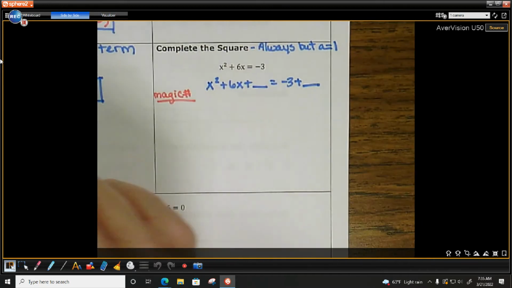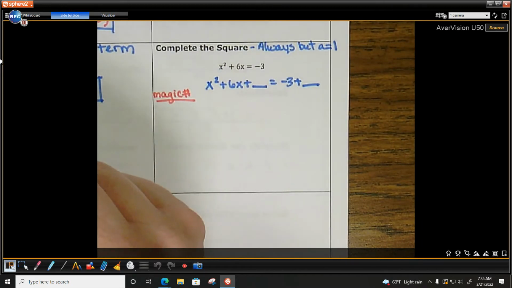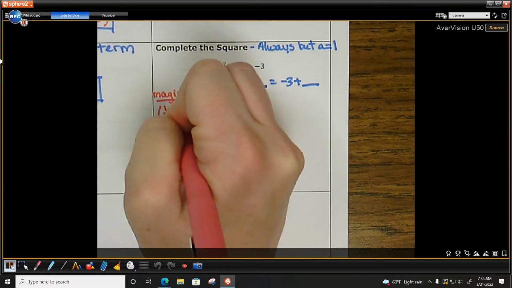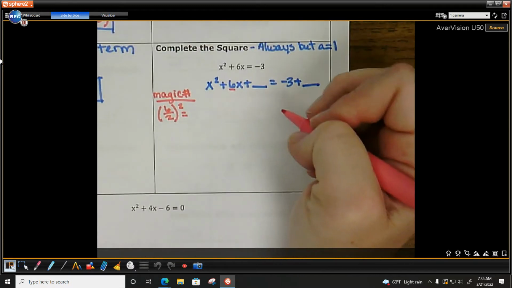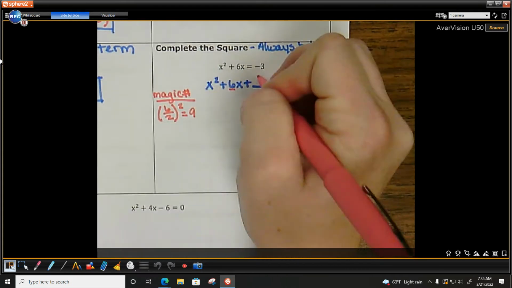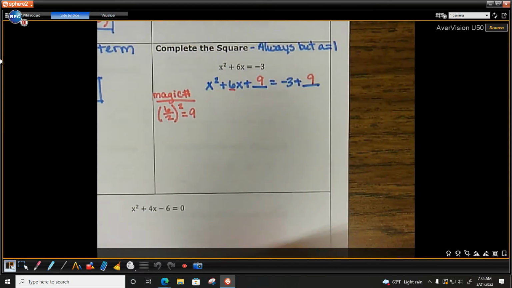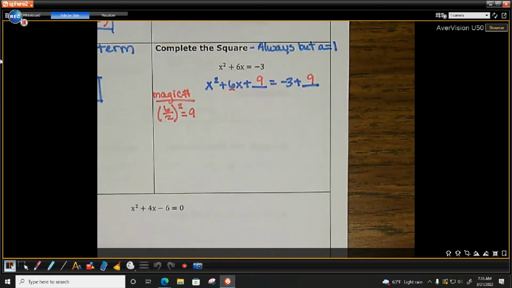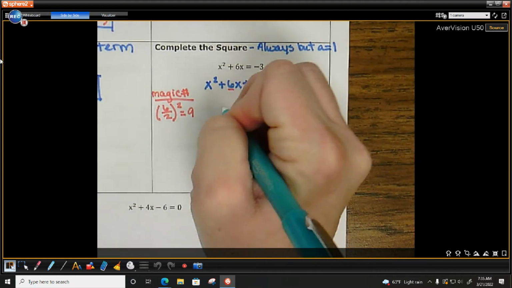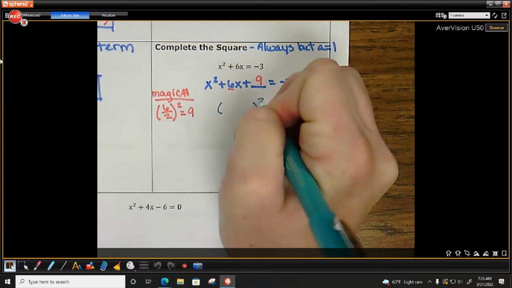Does anybody remember how to find the magic number? B, which is 6 over 2 squared. What's 6 divided by 2? Squared. 9. Now the reason we do like this method is now this is easy to factor. It's a perfect square trinomial, so I know it's going to be parentheses squared.